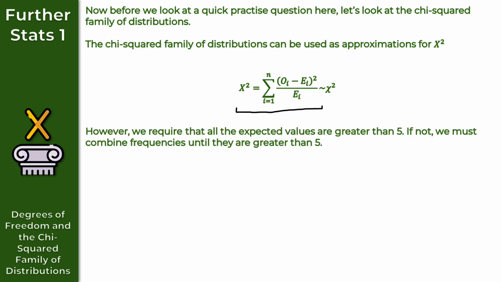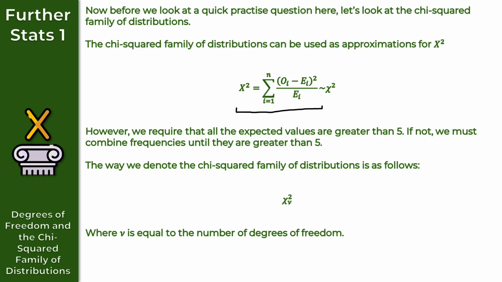As you can see, however, we require that all of the expected values are greater than 5. If that isn't the case, what we must do is combine frequencies until they are greater than 5. Do be aware of this fact, this is really, really important. All of the expected values must be greater than 5. If not, we must combine frequencies.